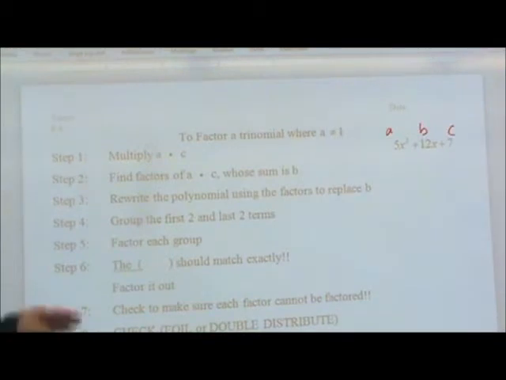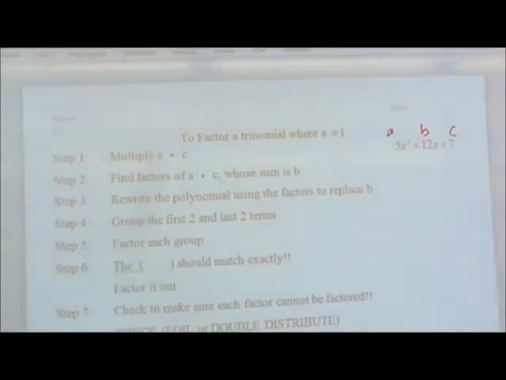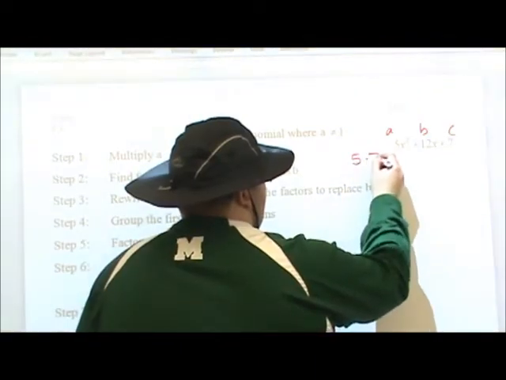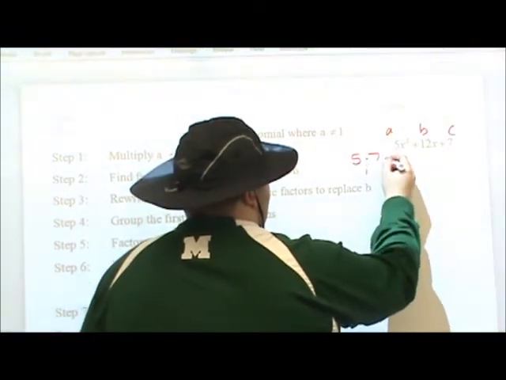First step, we're going to multiply our A by our C. Remember that A is only the coefficient, so we do 5 times 7, which we know equals 35.